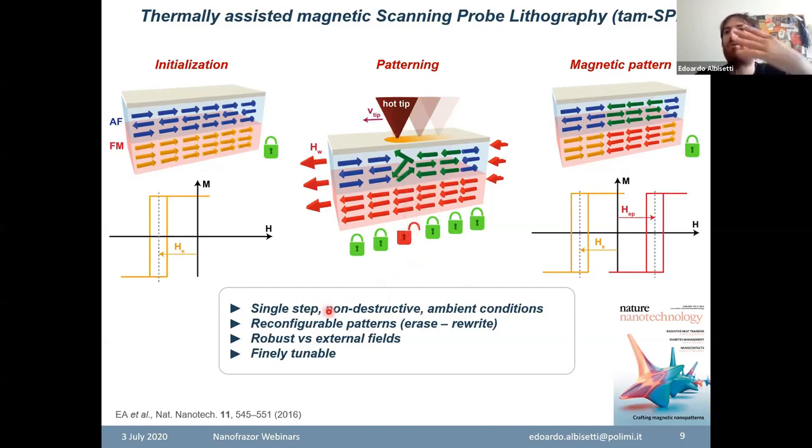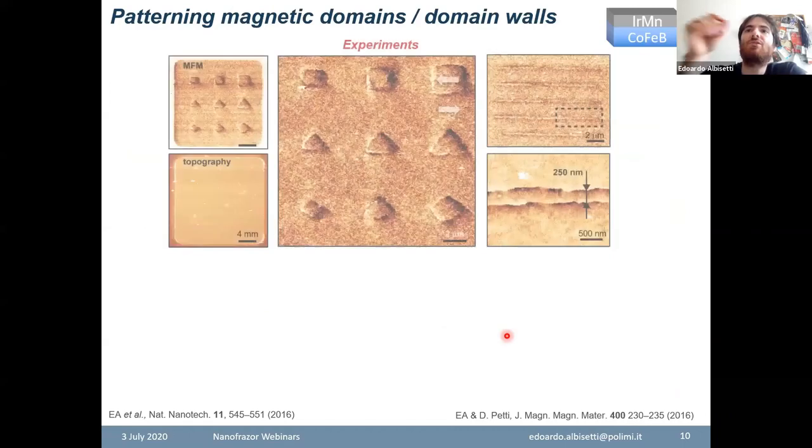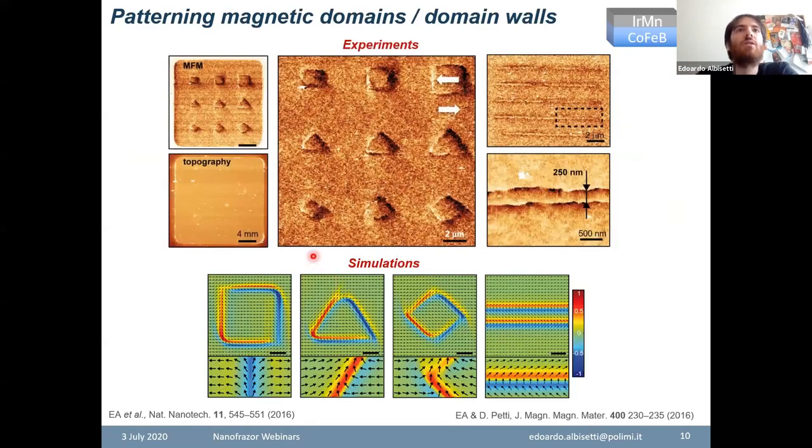So basically, you can perform this over and over again on the same spot, and it does not deteriorate the system if you don't go too high in temperature. It works in ambient conditions, so it can work also outside the clean room, in air, basically. And as I was saying, you can write reconfigurable structures, and it's robust versus external field, as I will show you, and it's tunable. So these were the first results that we obtained.